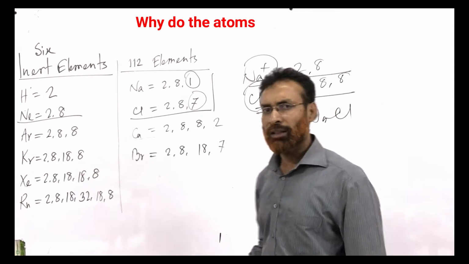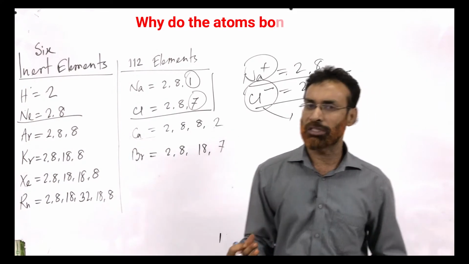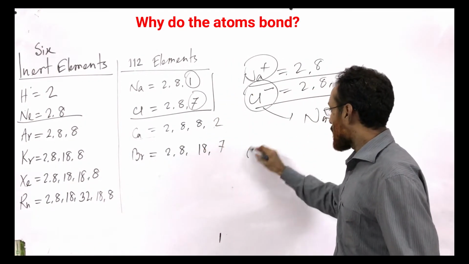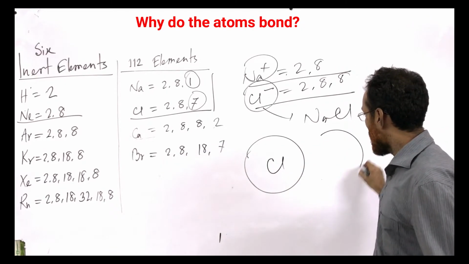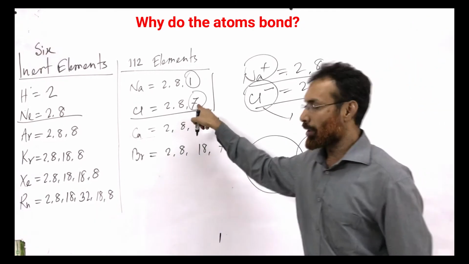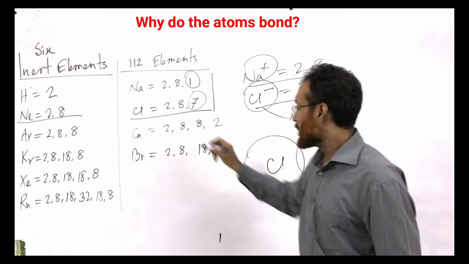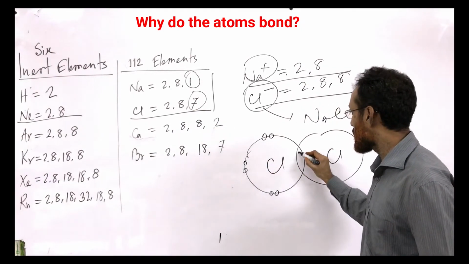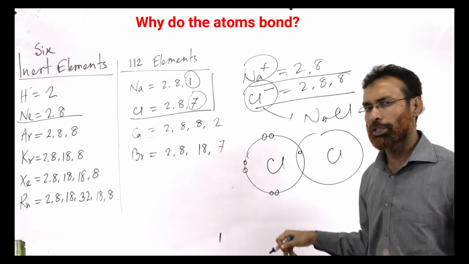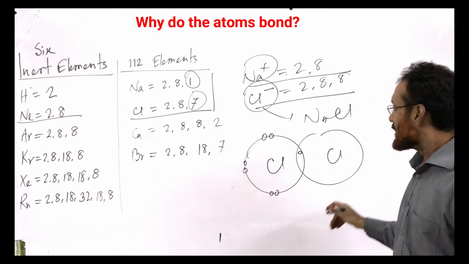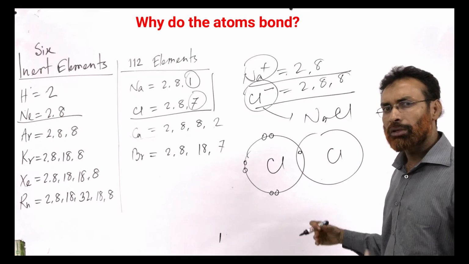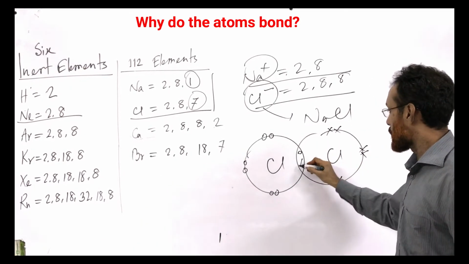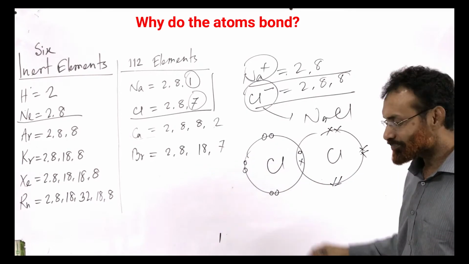Now see another way of having a full outer shell and forming another type of bond, which is when you consider a chlorine atom bonding with another chlorine atom. Look at the chlorine having 7 electrons in the outer shell. Here are 7, giving 1, 2, 3, 4, 5, 6 and one given in the middle for sharing with the other chlorine. Now this is the other chlorine and we'll do the same thing. 1, 2, 3, 4, 5, 6. So one is given in the middle for sharing.